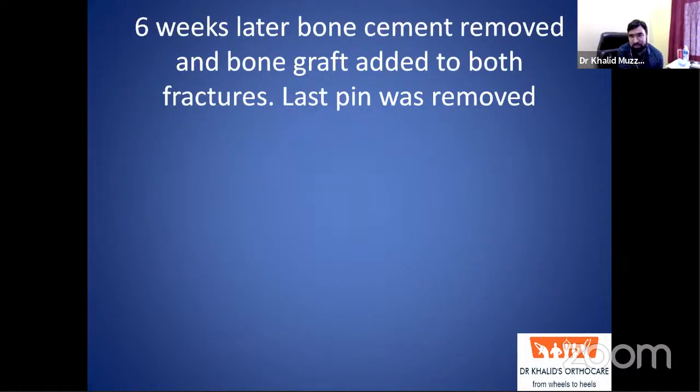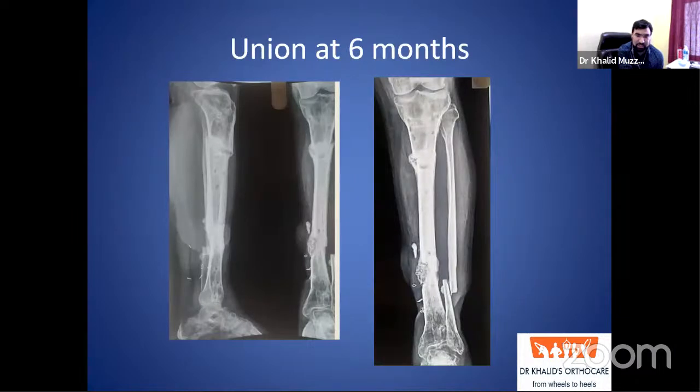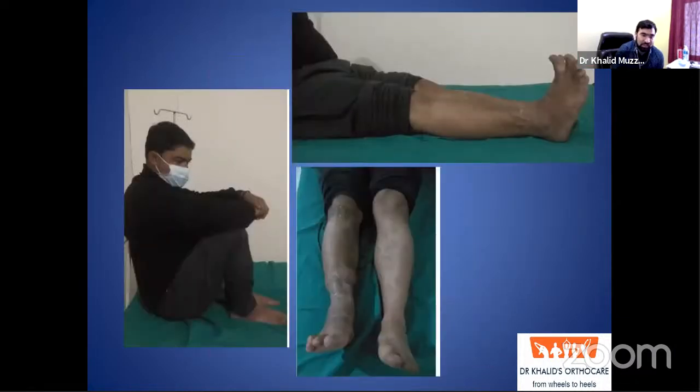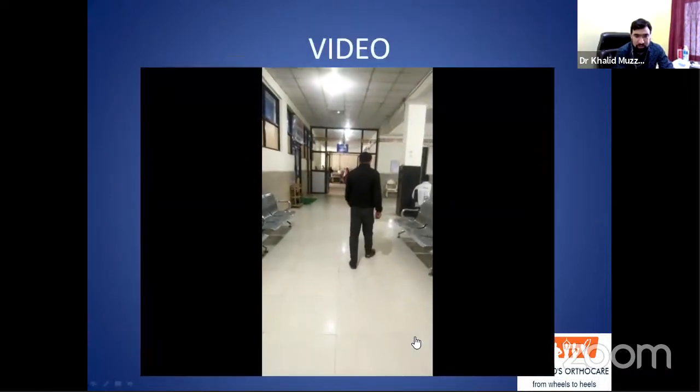Six weeks later, the bone cement was removed and bone grafting added to both fractures. The last pin was removed. Union at 6 months. Final follow-up. This is the knee ROM. There is shortening of around 3 centimeters, but the patient is able to walk.